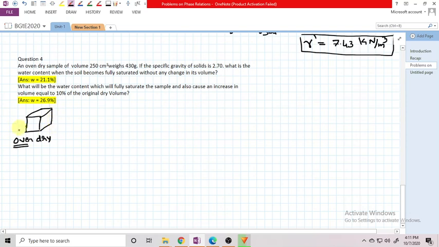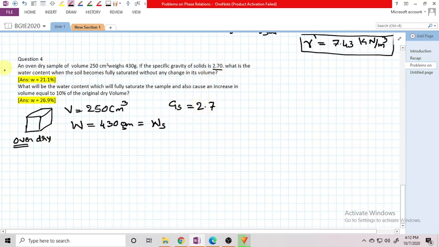Whatever weight is there, this entire weight is the weight of solids. The total volume they gave is 250 cm cube, and it weighs 430 grams. So that is the total weight, 430 gram. This total weight is nothing but the weight of solids only, because it's an oven dry sample, which means there will not be any water at all. The specific gravity they gave is 2.7, so Gs equals 2.7.